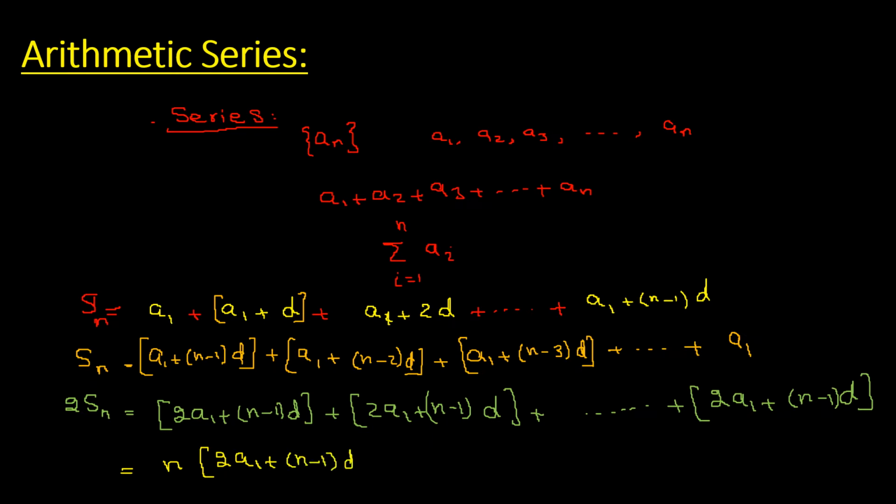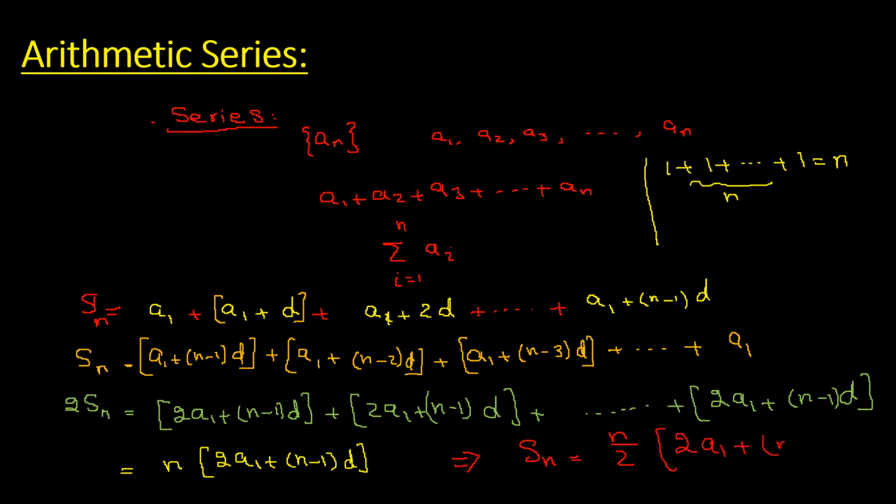This is very simple: if we have a number like 1 being added n times, we write this as equal to n, because it is added n times. Here we also have terms that are the same and added n times, so we get n times this. This implies that Sn equals n by 2 into 2a1 plus n minus 1 into d.